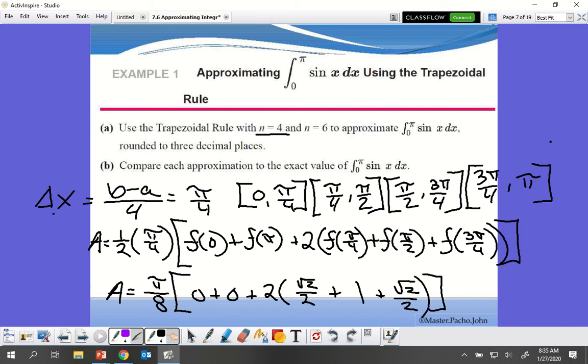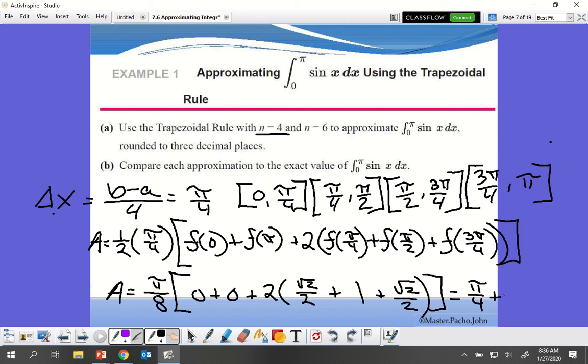Okay, so order of operations. I'm on the inside, working my way out. So now we have 2 plus 2 root 2 plus 0. Yeah, then plus 0. There it is again, right? Multiply by pi over 8. So remember, we still have a 2. So we're distributing the pi over 8 times 2, which gives you 2 pi over 8, which is pi over 4.